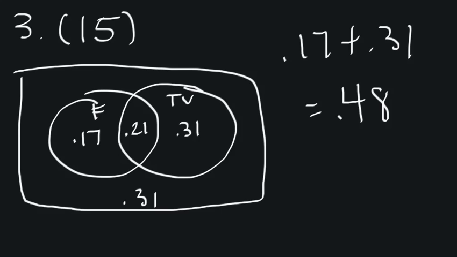What about neither a TV nor a refrigerator? 0.3. That's outside both circles. Okay, great.